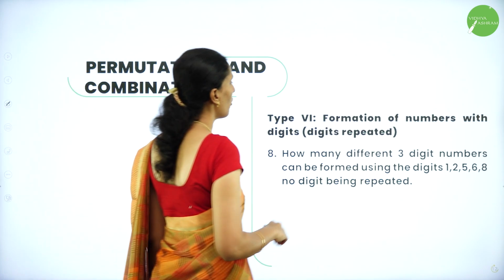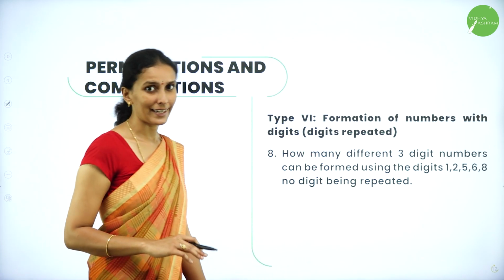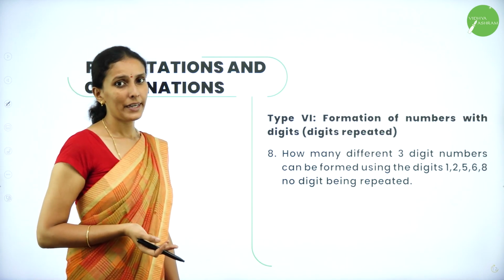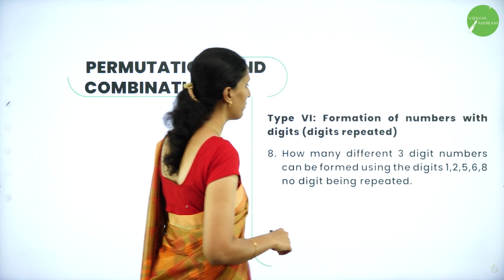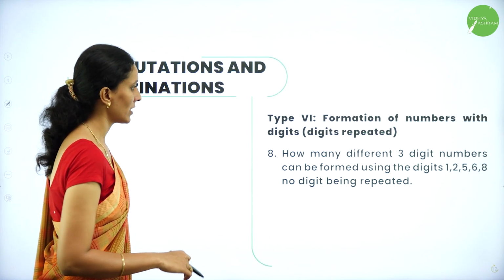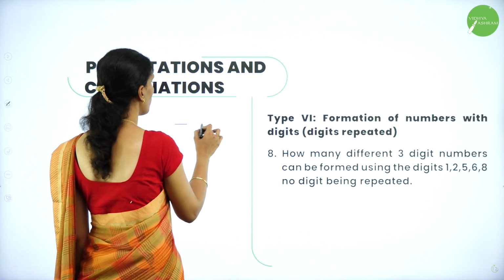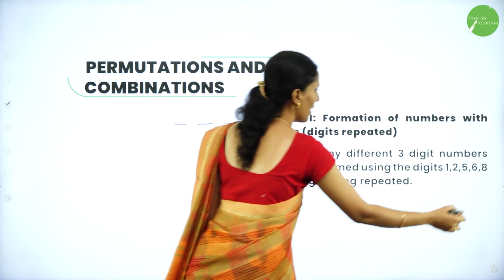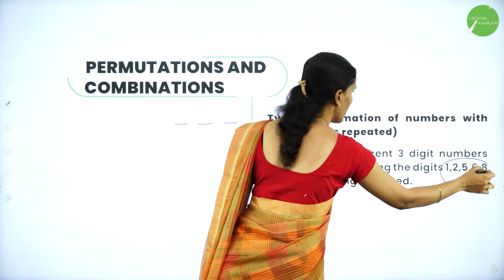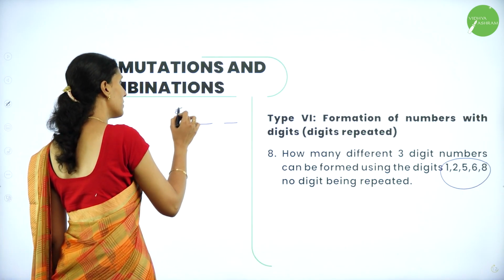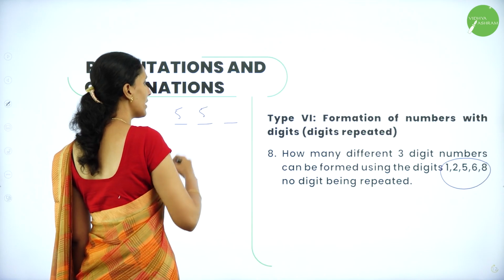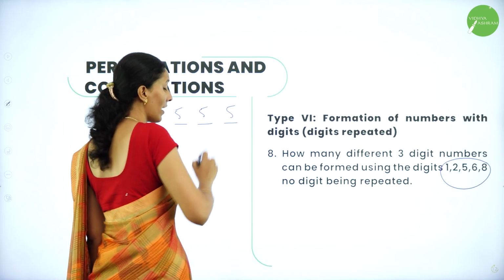Next, formation of numbers with digits repeated. So when digits repeat, what happens? How many different 3-digit numbers can be formed using the digits 1, 2, 5, 4, 6, 8? My aim is to form a 3-digit number. I can fill any number from 1 to 8. So I have 5 numbers. I can fill all the 5 numbers here, here also, and here also.